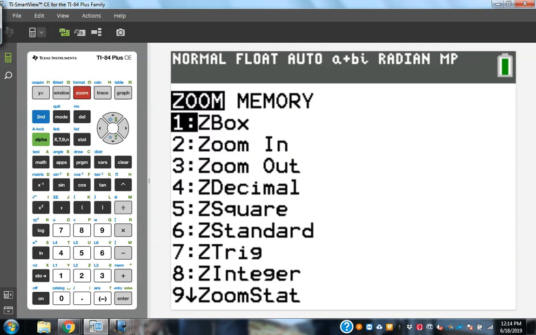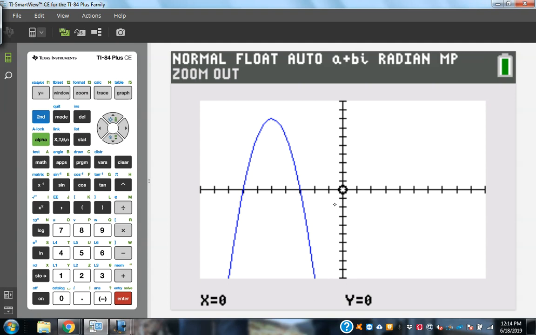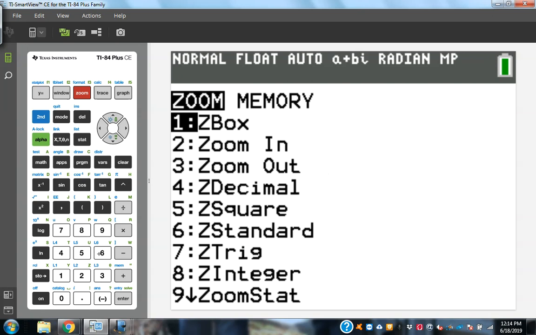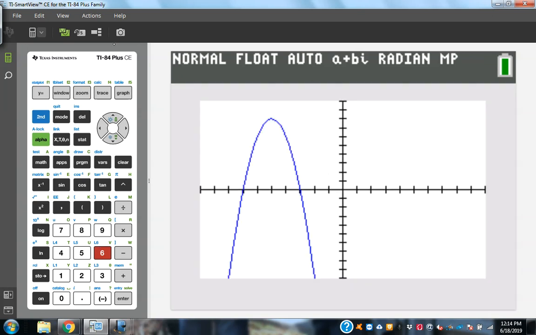If you need to zoom out so you can see more of the picture, you just hit zoom and then arrow down there to zoom out. And wherever you put the cursor, that's where it's going to zoom out from. Like that's the focus point. I usually zoom out from the center of it, so it still keeps the same kind of look. So we're looking for where this thing crosses the x-axis. If I hit trace -3, hey, right on it. And then trace -7, right on it.